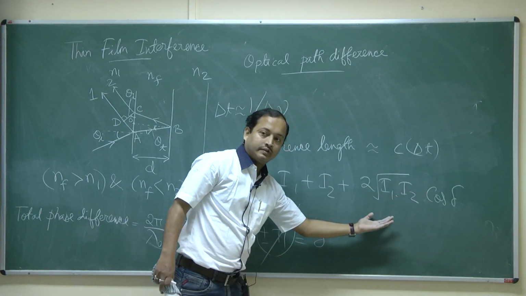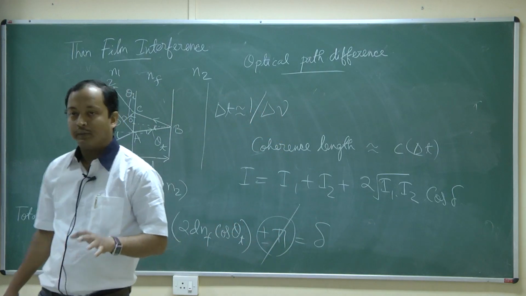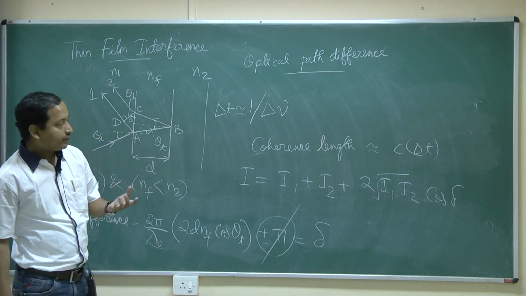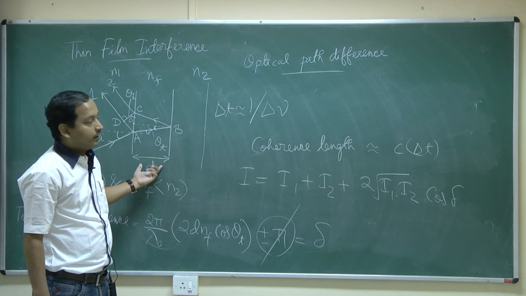This cross term would just vanish, and you would just have resultant intensity superposition. There will be no interference. So to have any observable interference effects, this d has to be comparable or smaller than the coherence length.